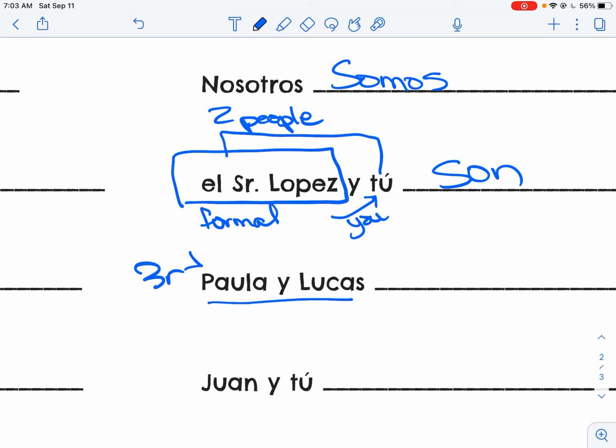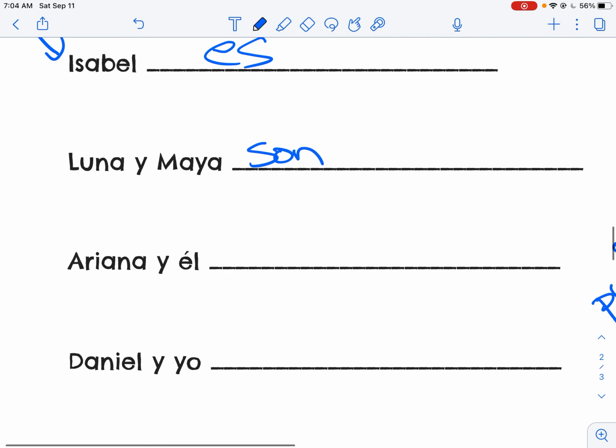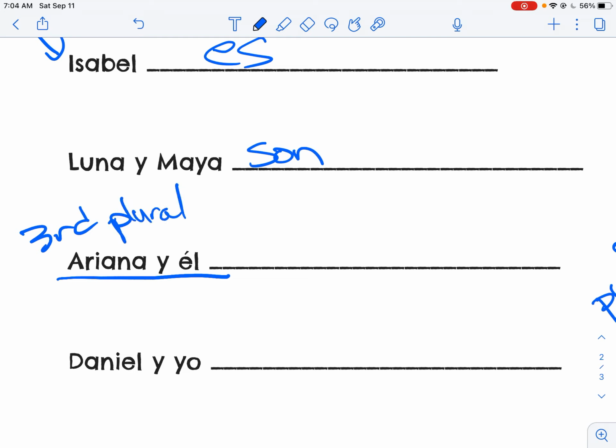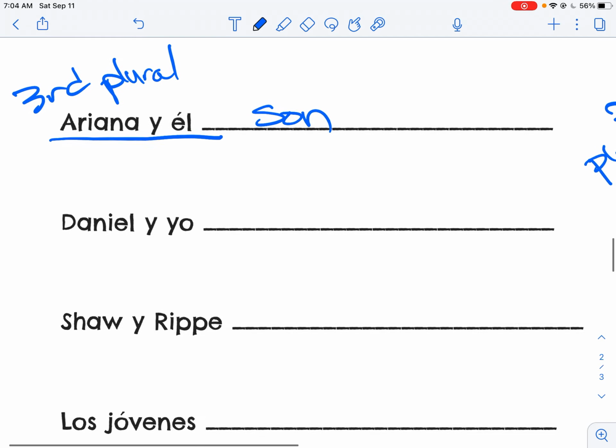Paula y Lucas. This is third person and it's plural. Third person plural is son. Okay, again, this is third person because how do I know it's third person? Because it doesn't say you and it doesn't say I. The minute it says you or I in it, it changes to first or second person. But right now it doesn't have you or I in it, so it's third person and it's plural. So what is the conjugation for third person plural? Son.